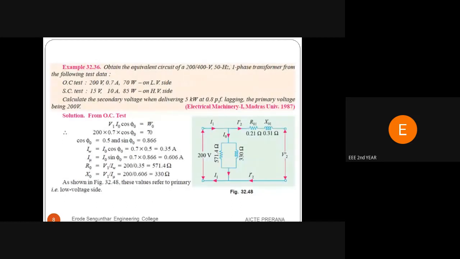Then another data: calculate the secondary voltage when delivering 5 kilowatt at 0.8 power factor lagging. The load power is equal to 5 kilowatt, power factor value equal to 0.8 lagging. Determine the secondary voltage. Already the primary voltage is equal to V1.